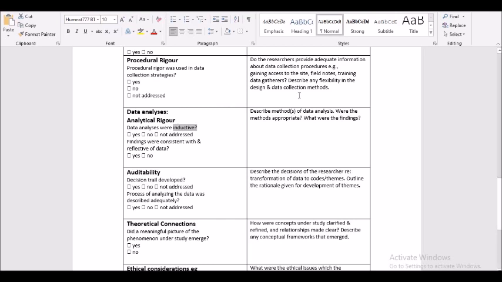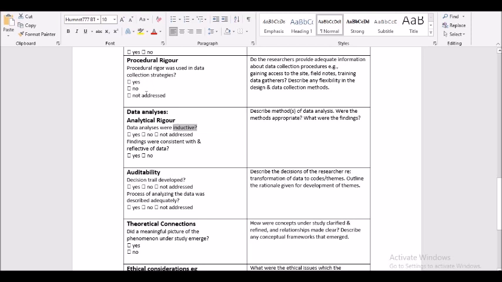Now you see the sequence that we are talking about in the research, all of them are interrelated. You cannot say we do not require this and I'm happy with this. No, if you are doing a complete research, do it in a complete manner. Now, findings were consistent and reflective of the data that has been collected.